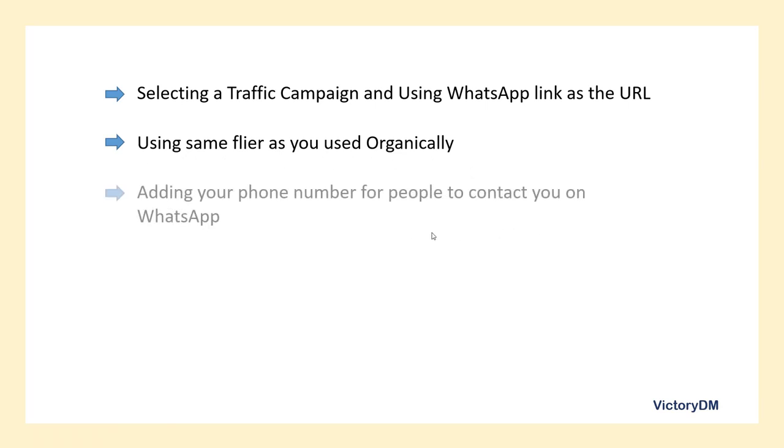Don't do this, right? So adding your phone number for people to contact you on WhatsApp, I don't know why people do this, right? Don't ever do this, right? Don't add your phone number for people to contact you. Firstly, it will be too stressful for you, right? And then your ad is going to come out very poor, right?